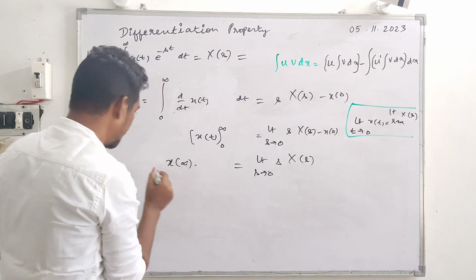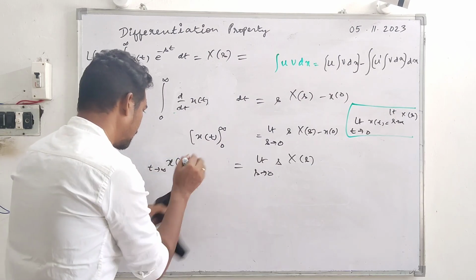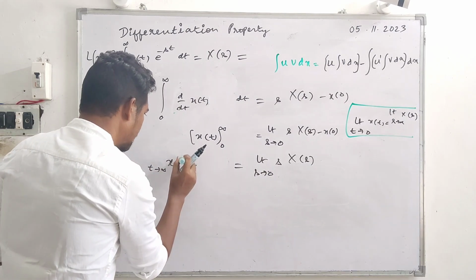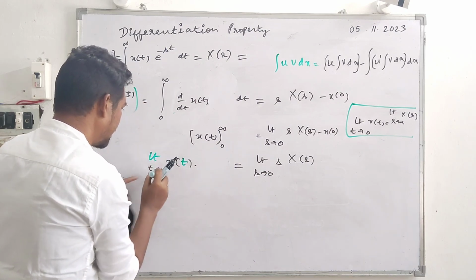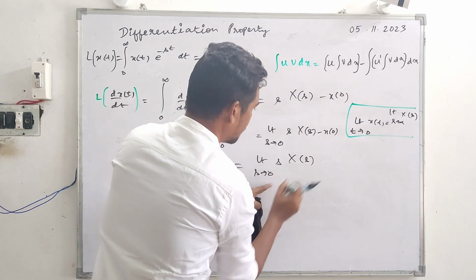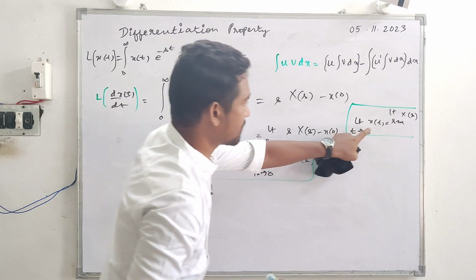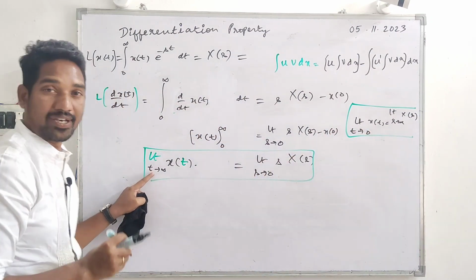So making t tending to infinity over here, and plugging in t over here, limit t tending to infinity, x of t, that will result in limit s tending to 0, s into x of s. That is the equation for the final value. This gives the initial value, and this gives the final value. That's it.